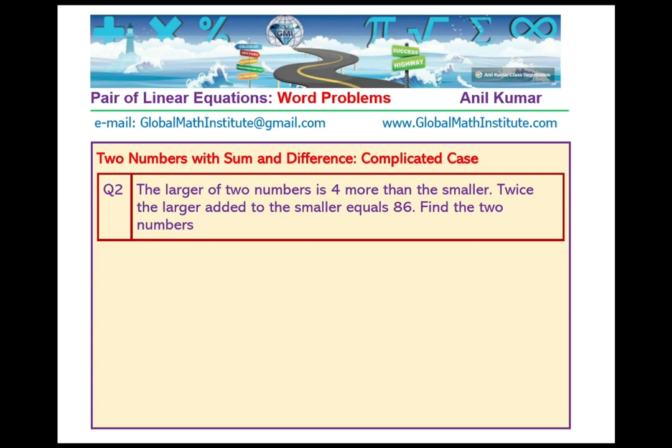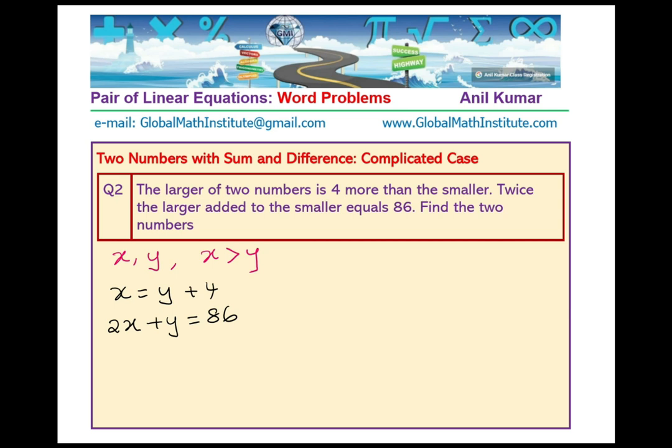Again we have two numbers, x and y, right? So x and y are two numbers, where x is greater than y. So x is the larger number, right? So this is our let statement. Now it says the larger of the two numbers is 4 more than the smaller, right? So the larger number is x. So x is y plus 4 more than the smaller. Twice the larger means twice x, added to smaller equals 86. So once again, read the question, write the equation, and then check.